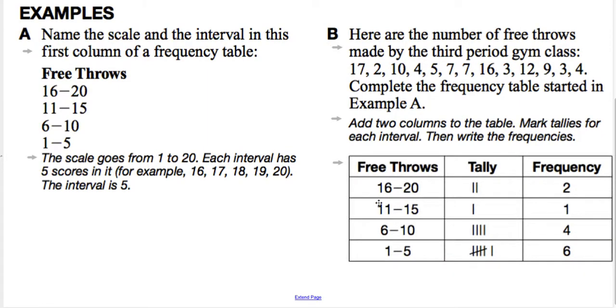So the free throws now, we use the intervals that we have here. Our scale is 1 through 20, and these are the intervals: 1 to 5, 6 to 10, and so forth. Tally marks would be 2 from 16 to 20, because there are only 2 pieces of data in between 16 and 20. And there are 6 pieces of data that fall into the interval of 1 through 5. And that's how you create your frequency table in this particular example.